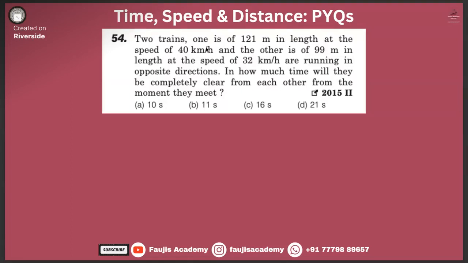Do you want me to solve this? No, sir. Don't say yes. What? I mean, what time? How much time will they take to cross each other? Time is equal to distance by speed. Distance by speed. Speed is how much? 72 into 5 by 18. Right? That means 200 divided by 20, which is equal to 10.